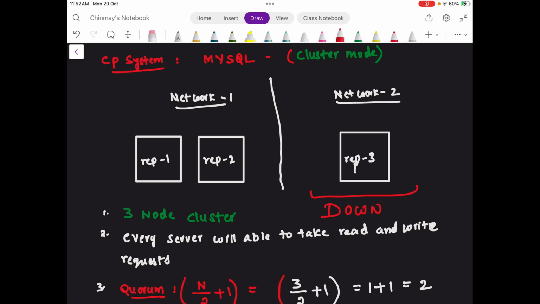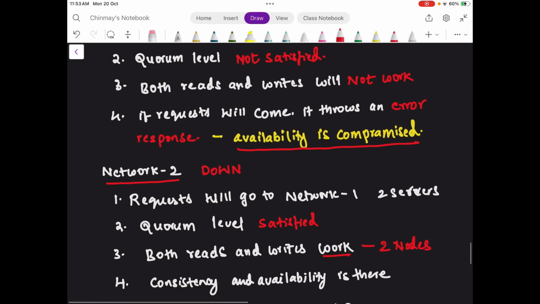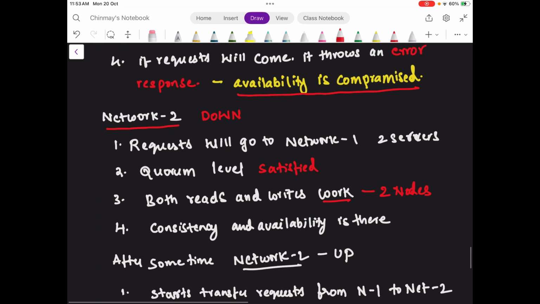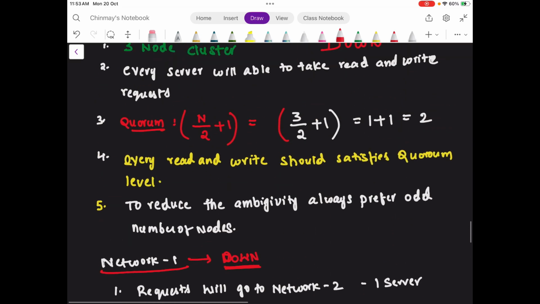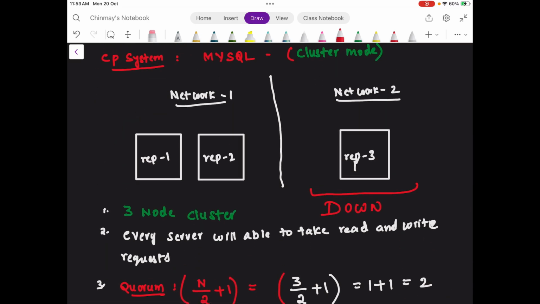Later, let's assume that network 2 is down. What happens? All the requests come to network 1. 2 replicas are already there, so the quorum level is satisfied. Both reads and writes will work. Consistency and availability are both there in this case. Then after some time, the network 2 server is up.